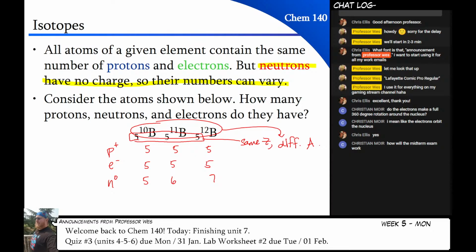If I am looking at different atoms, and they all have the same atomic number, the same Z, but they have different mass numbers, different A, then the atoms that I'm looking at are going to be considered what are known as isotopes. An isotope is simply just an atom of a given element with a different number of neutrons relative to another atom of that same element. So these are isotopes, specifically isotopes of boron.